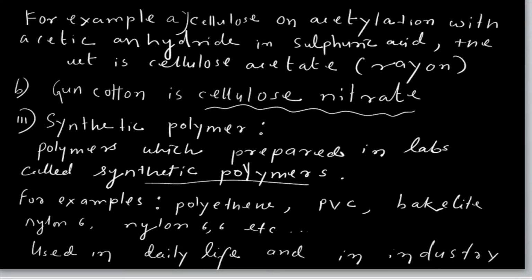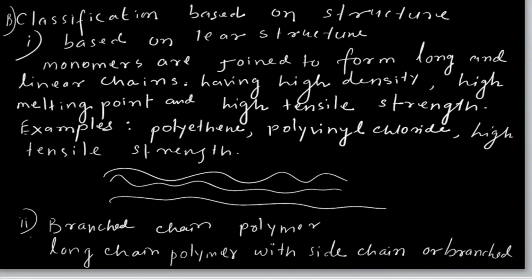Then come to classifications. Number 1, classification based on natural source, and nowadays based on structure. How can you know the structure? Depending on the structure, the names are given, for example based on linear structure. What is meant by linear?